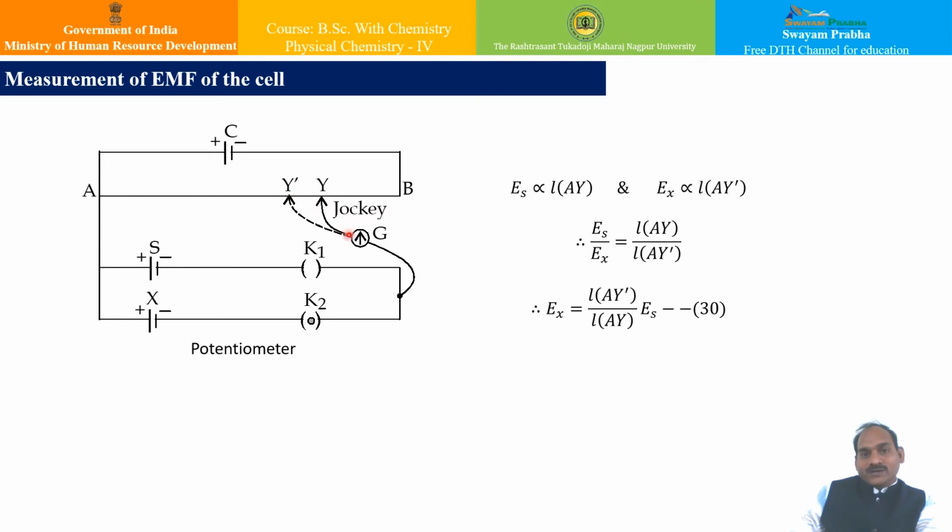Now from this particular knowledge, we can have E standard cell proportional to length of AY, and E unknown cell proportional to length of AY dash. So the EMF of the experimental cell can be calculated, since the EMF of the standard cell is known to us. We can take this ratio and find the EMF of the unknown cell, that is EX is equal to the length of the unknown null point detection, AY dash upon AY, into the known EMF, isn't it? So this is how we can calculate the EMF of the cell in the laboratory.